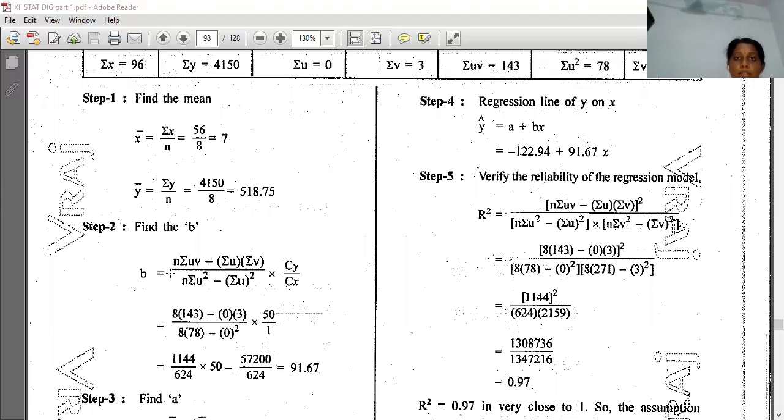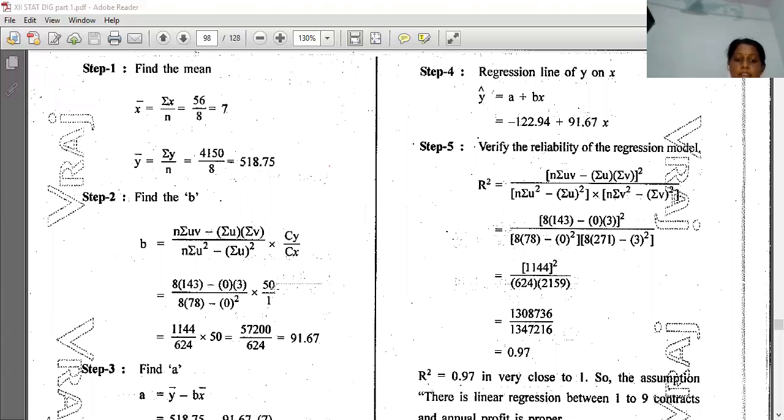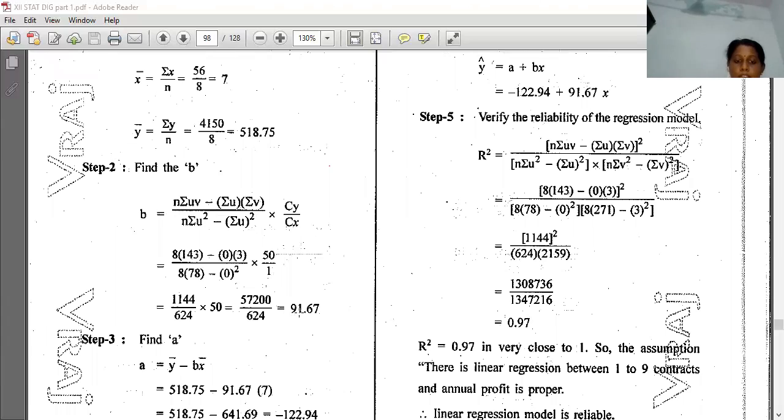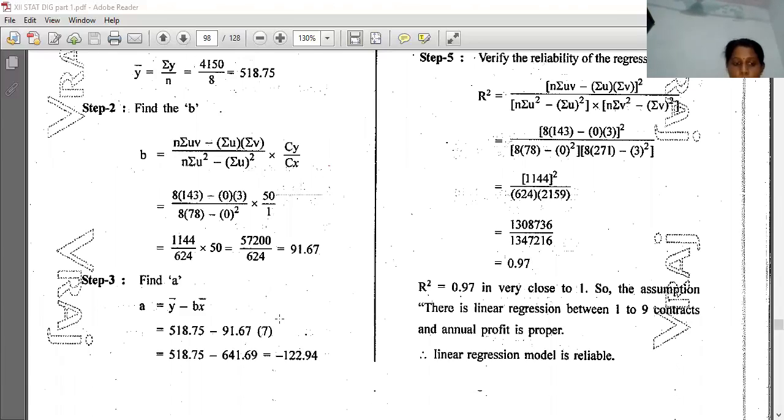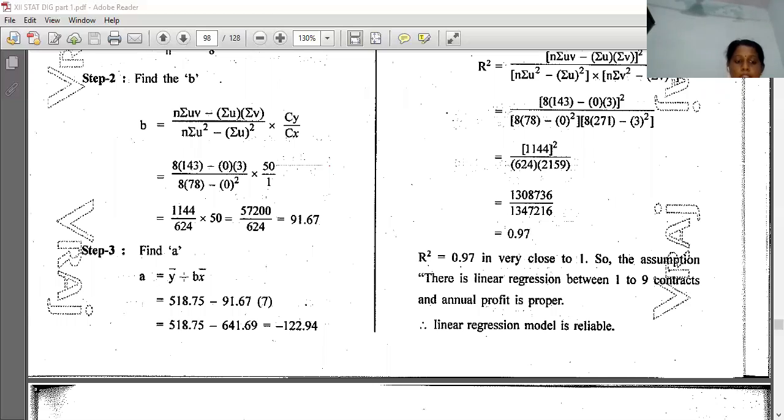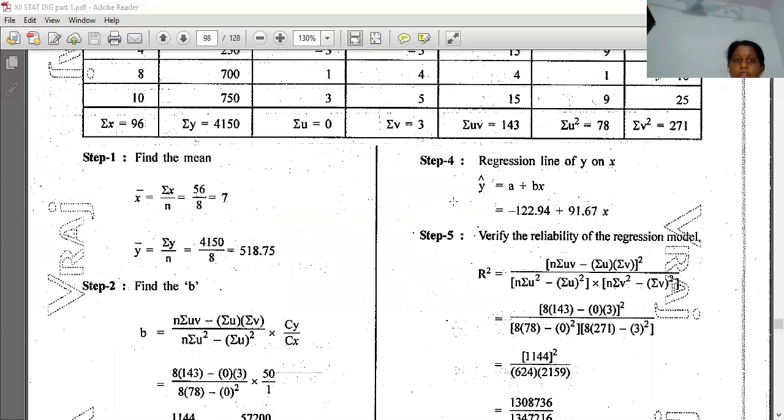Now b is sigma uv minus sigma u into sigma v upon sigma u square minus sigma u the whole square, into cy upon cx. And here we have taken cy as 50 and cx nothing, so we can write it as 1 only. Okay, so our answer comes to 91.67. Then step 3, a is y bar minus b x bar, that comes to minus 122.94. Then the fourth step, the regression line y cap equal to a plus bx, that comes to minus 122.94 plus 91.676. Okay, here the x value is not given, so we will not substitute.